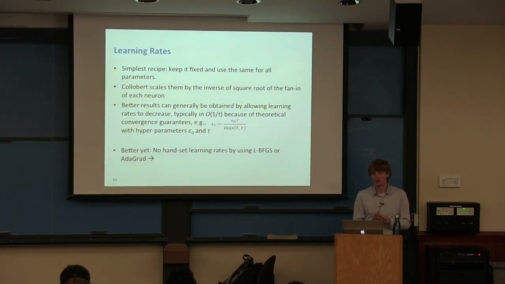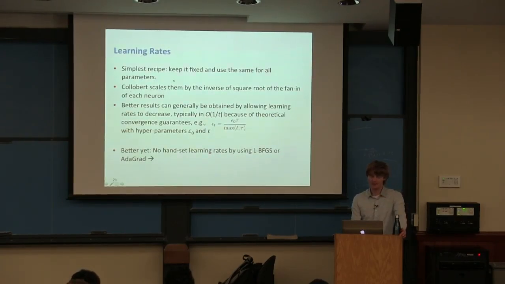One note on learning rates, with the learning rate here being our alpha. The simplest is to keep it fixed and use the exact same one for all the parameters. However, that can be tuned also, and this is an important tuning parameter that can help you get better results. One thing that Ronan Collobert uses is to scale them by the inverse of the square root of the fan-in, again, just how many units are connected in the layer below to each neuron.